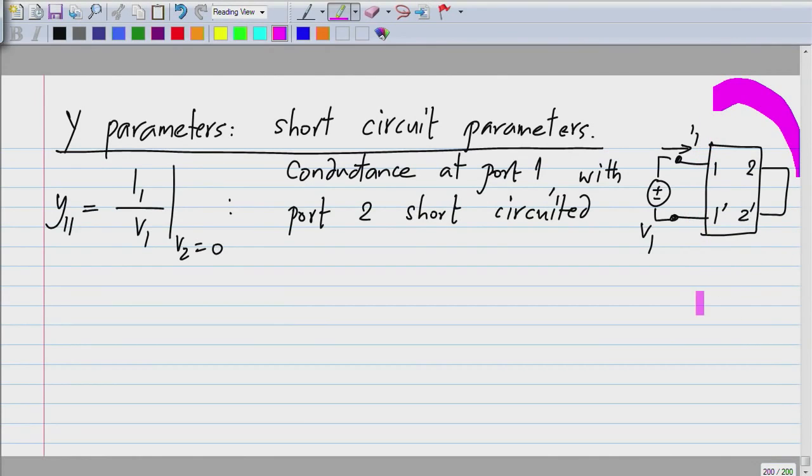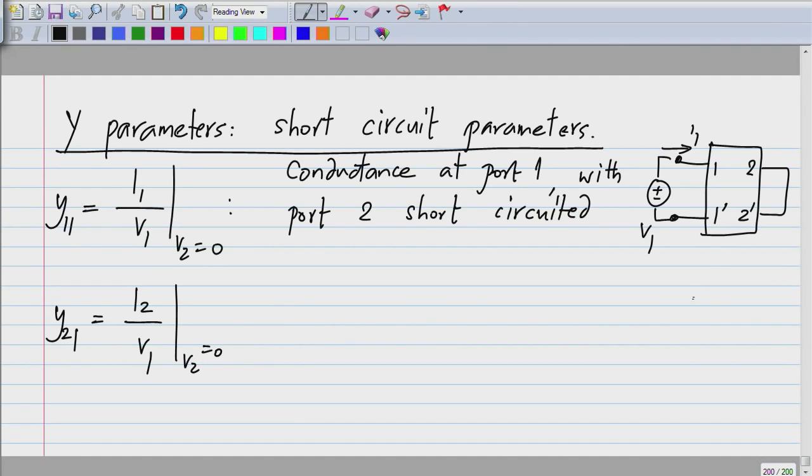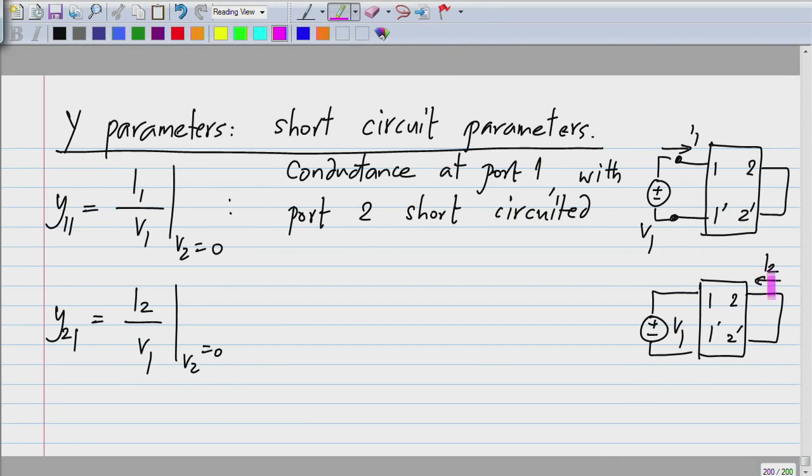Now, if you look at Y21, it is I2 by V1 with V2 equal to 0. The picture is the same except that you are not measuring I1, but you are measuring I2. Now you are applying a voltage to port 1 and measuring the current in port 2.